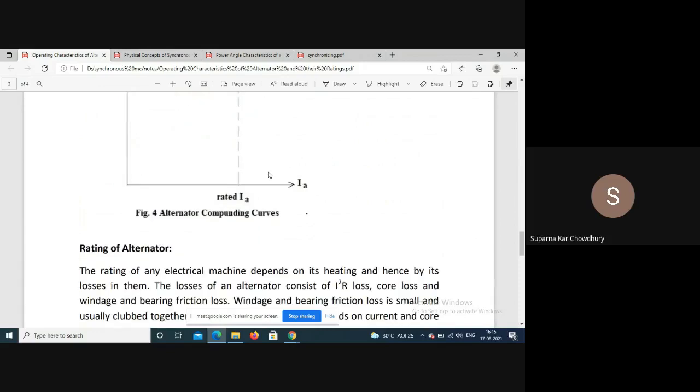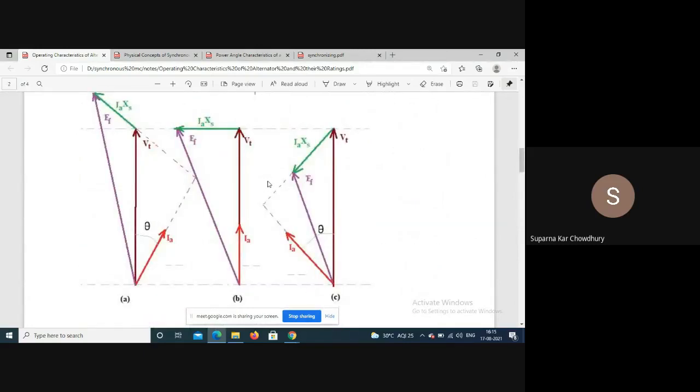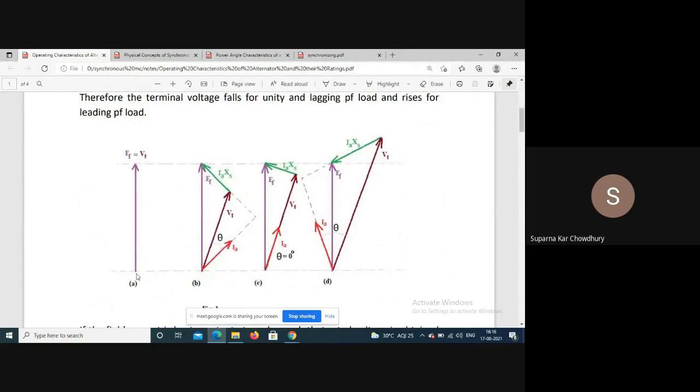If it is a leading power factor load, the excitation should decrease. Now, the basic reason for this we can explain from here. Under no load condition, we have the MMF FF. FF is leading EF by 90 degrees because this MMF induces an EMF lagging it by 90 degrees. So FF is here.